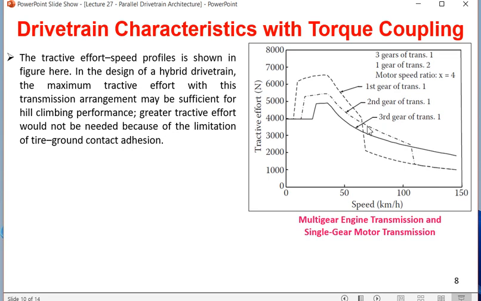Okay. And here 1 gear of transmission 2 and 3 gears of transmission 1. So this is a different combination. You just keep on reading this, you will understand. And what are the base speed, what are the maximum speed, all these things are given here. Tractive effort speed profiles is shown in figure here in the region of a hybrid drivetrain.